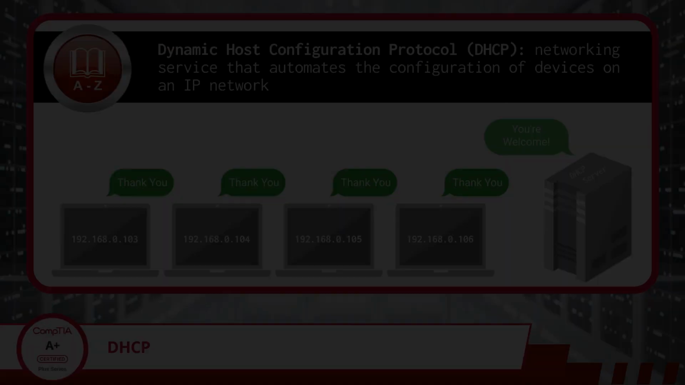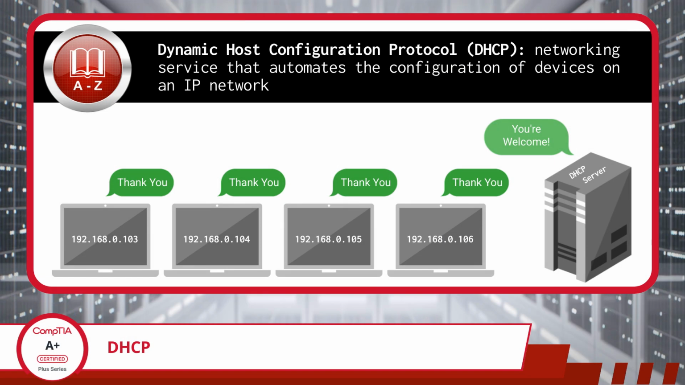DHCP. Dynamic Host Configuration Protocol, or DHCP, is a networking service that automates the configuration of devices on an IP network. Essentially, DHCP allows network devices, like computers and printers, to automatically obtain IP addresses and other necessary network configurations. This makes it much easier to manage large networks, where assigning IP addresses manually would be impractical.